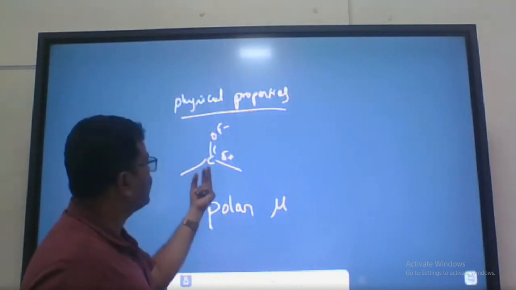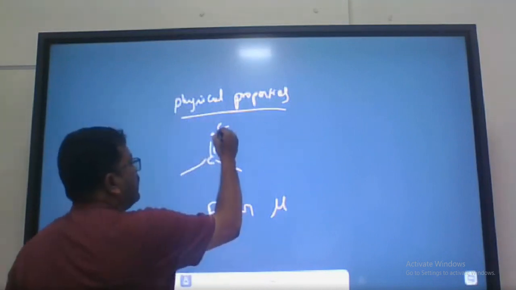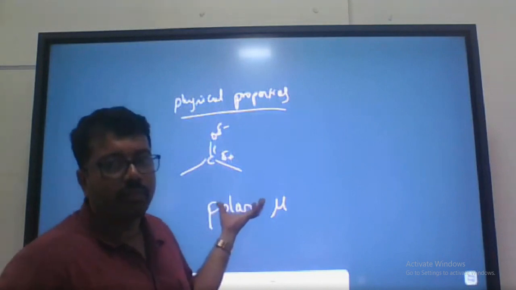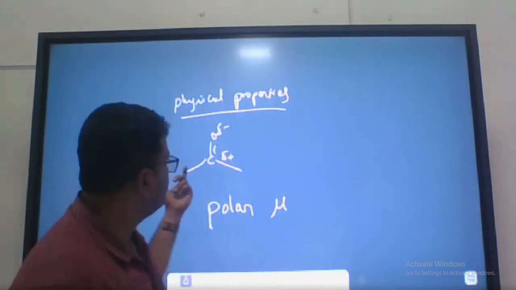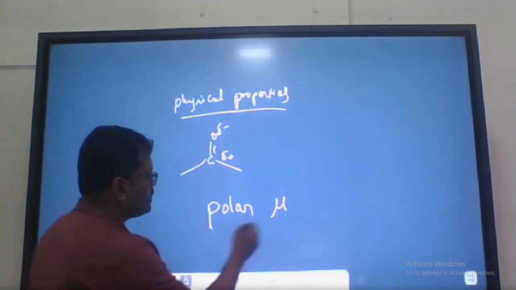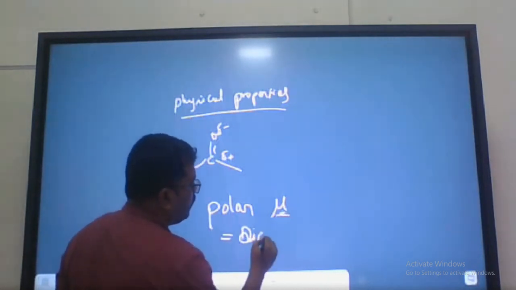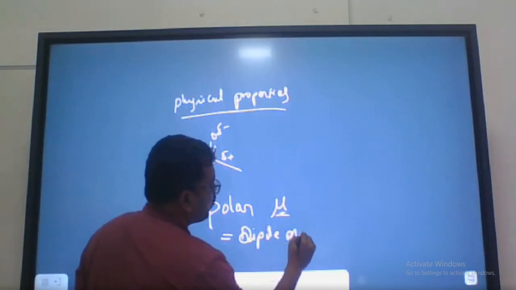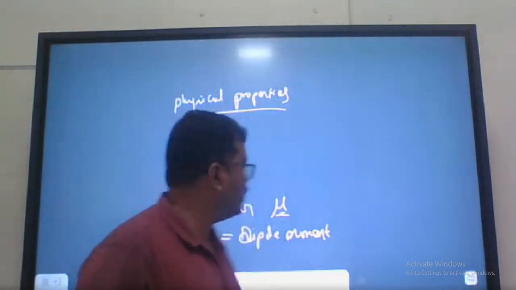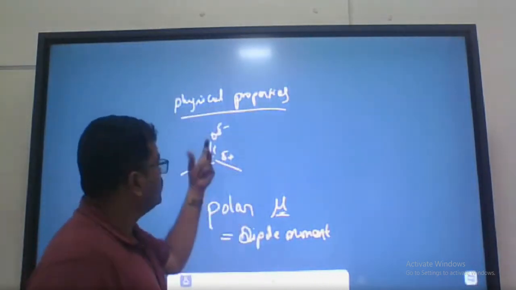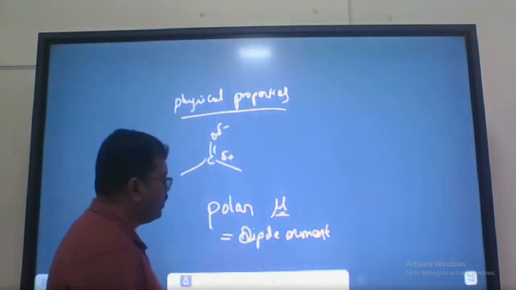Pulls towards itself. But carbon pushes electrons, so oxygen gains a partial negative charge and carbon gains a partial positive charge. Partial positive, partial negative. As a result, it possesses a dipole moment due to charge separation, or partial charge separation. So this is the dipole moment.